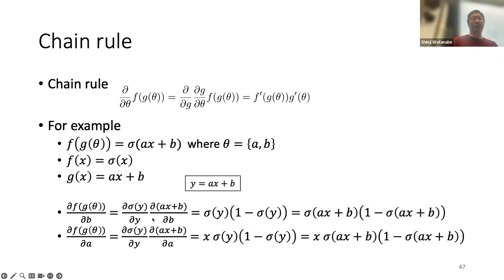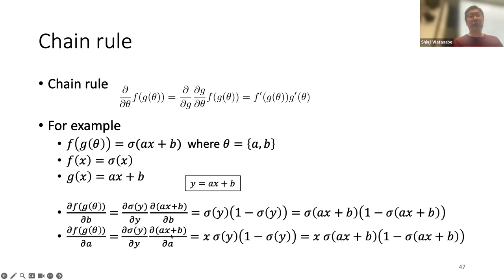If we take the derivative of the sigmoid function in terms of b, we first use the chain rule to factorize the derivative in terms of the sigmoid function itself and the argument of the sigmoid function. As we saw in the previous lecture, the sigmoid function derivative is sigma(y) times 1 minus sigma(y). And this other part of the derivative is actually 1. So this is the answer.